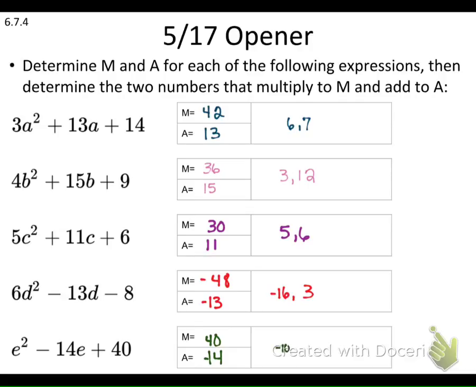So negative 10 and negative 4. If you take negative 10 times negative 4, you'll get positive 40. But if you take negative 10 plus negative 4, you'll get negative 14. Okay? All right, flip it over.